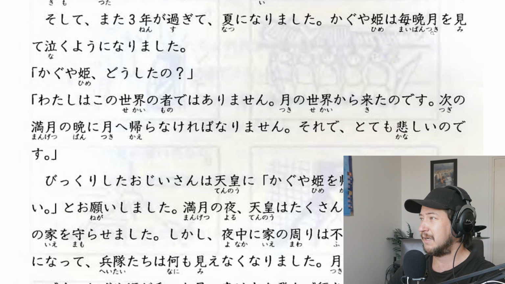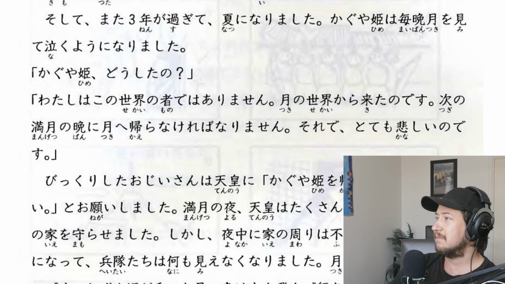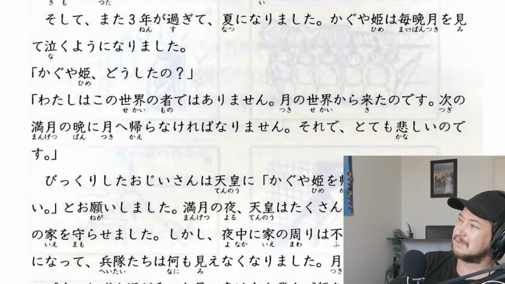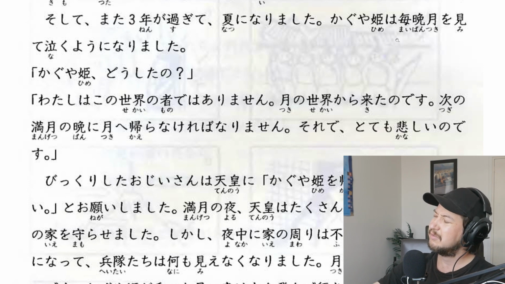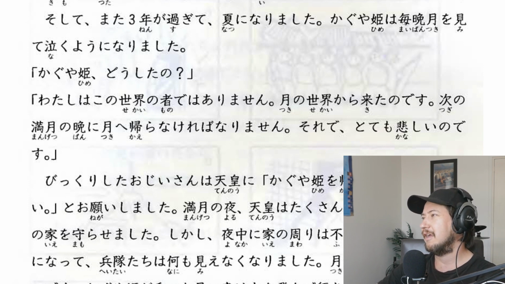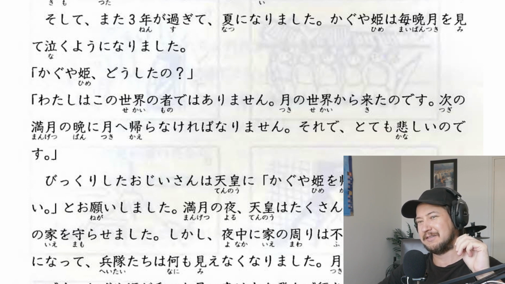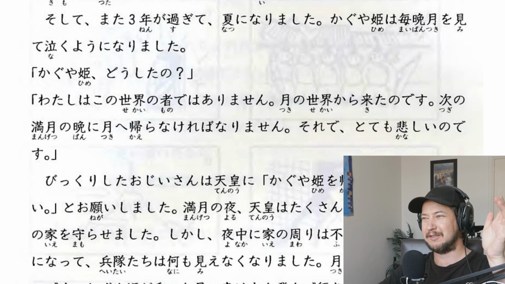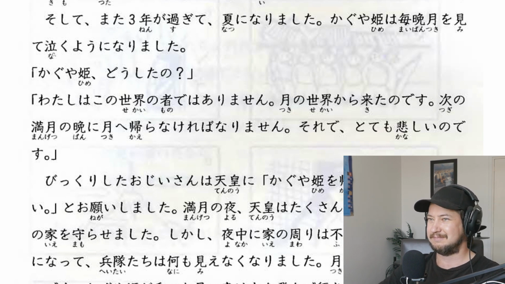かぐや姫は毎晩月を見なくて泣くようになりました。So, Princess Kaguya, mai ban. So, mai usually means every day, like every evening moon. And so this is saying every evening moon. She was looking at the evening moon and she was crying. Something like that.